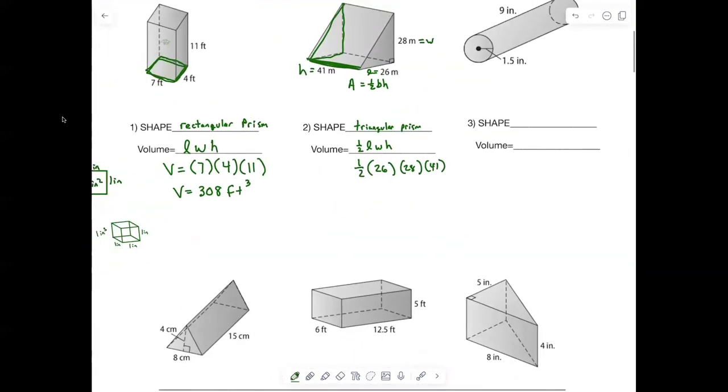Everybody's got their calculator out. Sebastian, 14,924 what? Yes. There are 14,924 cubes in that shape. That's what that means. All right. Anybody have any questions? All right, now let's look at the next shape.